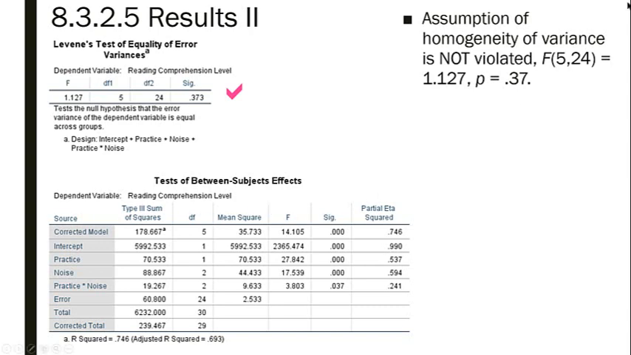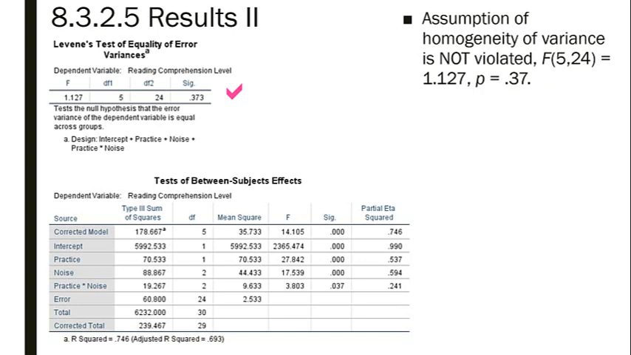And we can write it like this, with the F of 5 and 24 degrees of freedom equal to 1.127, or 1.13. All right, so that tells us that it's reasonable to look at the next table down, the tests of between subjects effects, because this table assumes homogeneity of variance.